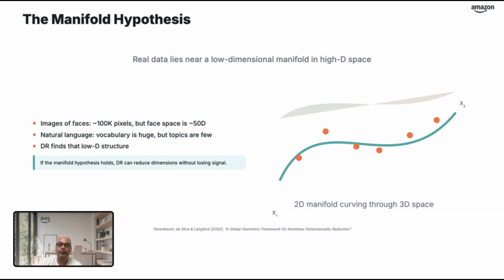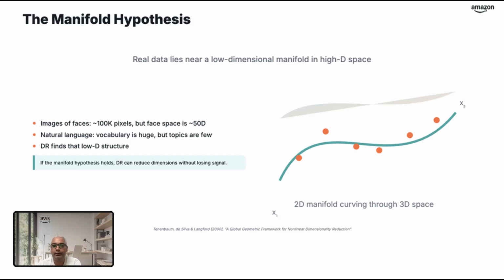So let us now discuss one of the most important hypotheses, the manifold hypothesis, which talks about why dimensionality reduction even works at all. It works because of the manifold hypothesis, which is arguably the single most important assumption underlying all of modern machine learning. The manifold hypothesis says that real-world high-dimensional data does not fill the entire ambient space uniformly. Instead, it lies on or near a low-dimensional manifold embedded within that high-dimensional space.